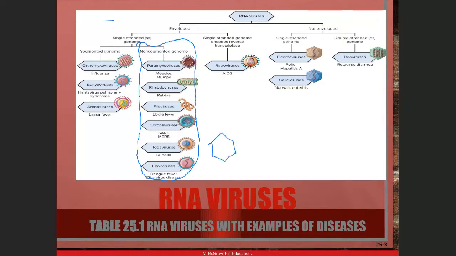The structure is going to be like this. These are enveloped viruses, with spikes on the envelope. Encapsulated in the middle, and because this is non-segmented, it means there is only one segment of single-stranded RNA in the center. This is the illustration of the enveloped, non-segmented single-stranded RNA virus. There are six groups of this non-segmented type of RNA virus.